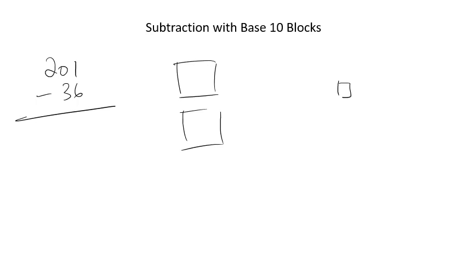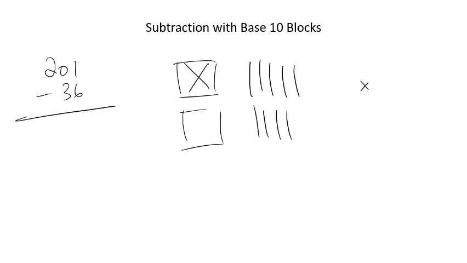So can I remove the 30? Well, no, I can't remove the 30 yet because I don't have any 10s. So how am I going to solve that? Well, I'm going to take one of these 10s, I'm going to break it apart. 8, 9, 10. And so now can I remove my 30? Yeah, I'm going to use my green again and get rid of this 30. All right, so now I've done the 30.